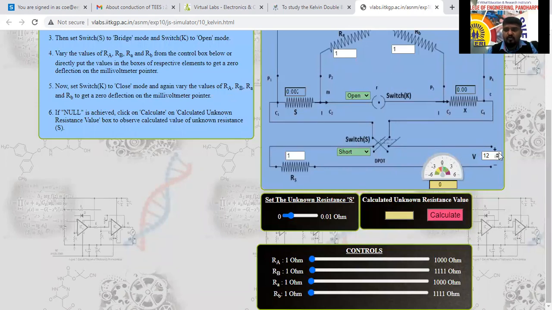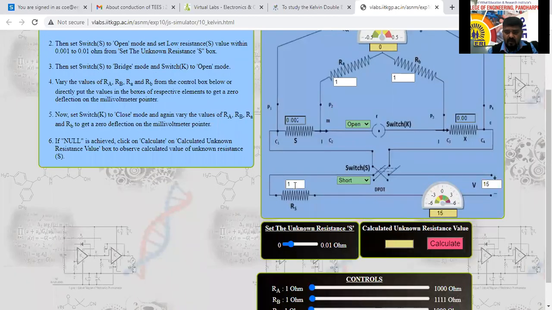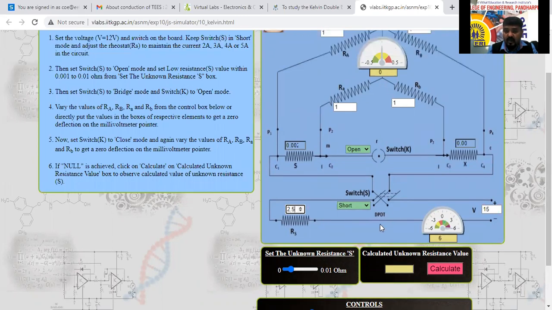So instead of this 12 volt, I will use 15 volts here now. How much current can I use? Now 15 ampere is there. I will set this one as 10 here now. So 1.5 ampere, instead of 3 ampere. I will use 6 ampere current here. Based on how the high current will flow, we have to change this one here.